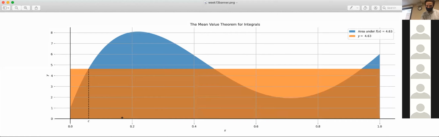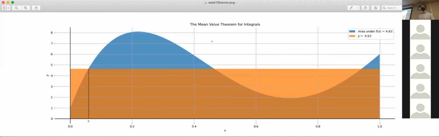It looks like it's maybe 0.06 maybe, but there's some number C between, in this instance it's between 0 and 1, so that the area underneath just the line y equals this function evaluated at C, the area under just that line is equal to the area under the curve. Okay? So the blue area is equal to this orange area. That's what the mean value theorem says.